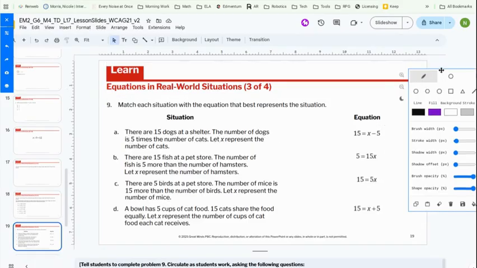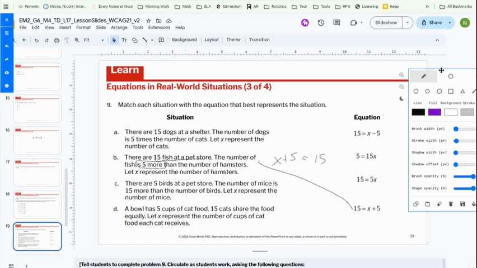Here B, there are 15 fish at a pet store. The number of fish is 5 more than the number of hamsters. So fish is 15. The number of hamsters is X, it says. And it says the number of fish is 5 more than hamsters. We're going to plus 5. That gives us our hamsters. So this one goes here.